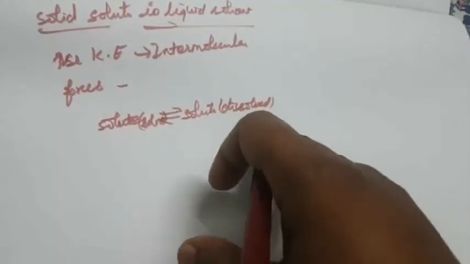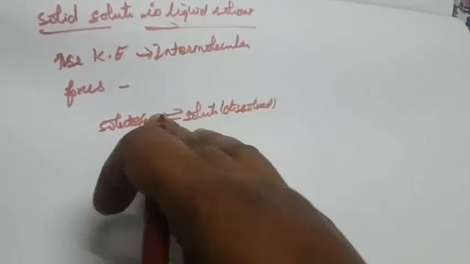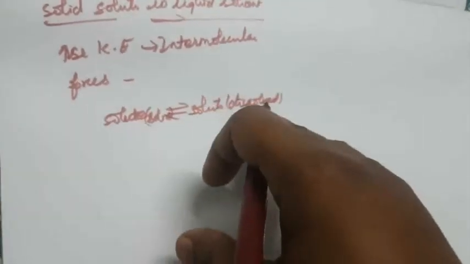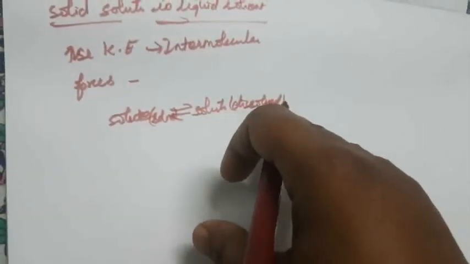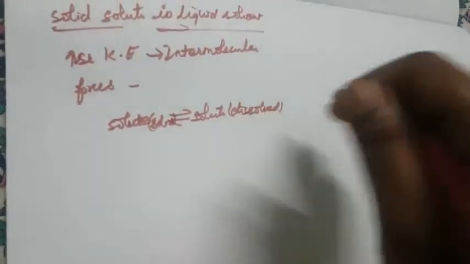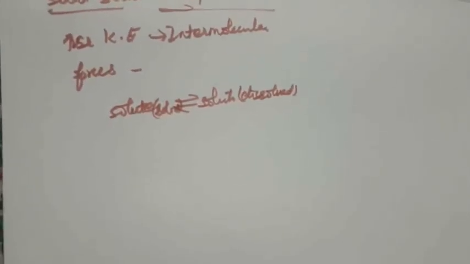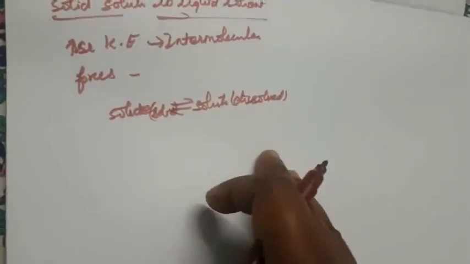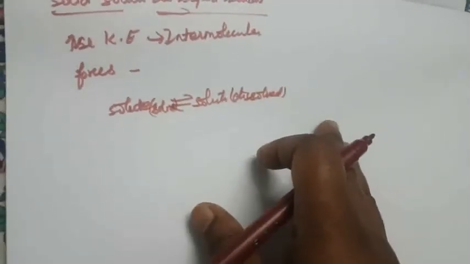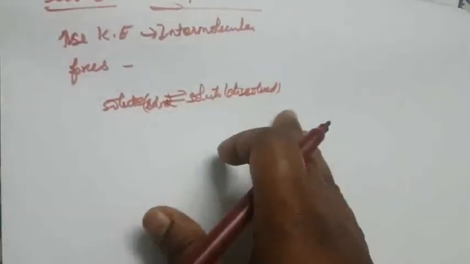Equilibrium is established between the solid solute and the dissolved solute molecules according to the Le Chatelier principle. What is meant by the Le Chatelier principle? The dissolution process is endothermic. If a stress is applied and the direction of the reaction changes, the equilibrium shifts towards increased solubility. To maintain this equilibrium, the reaction proceeds in that direction. That is called the Le Chatelier principle.